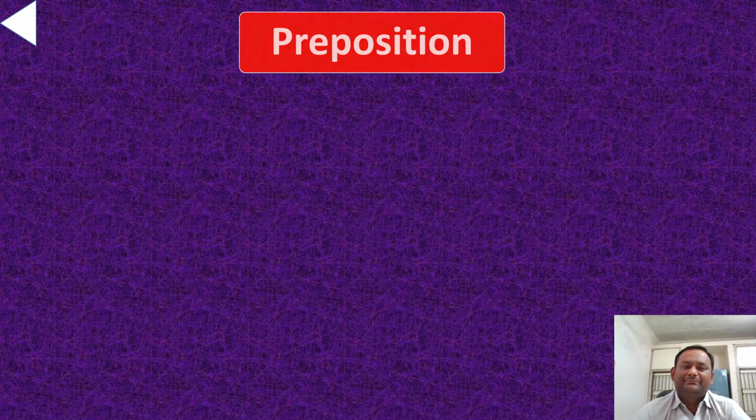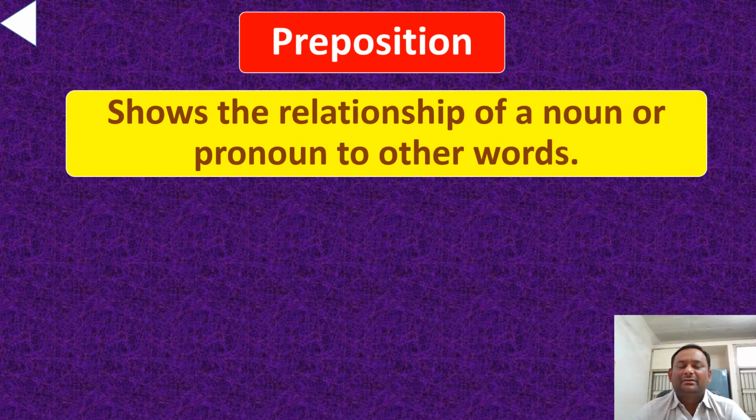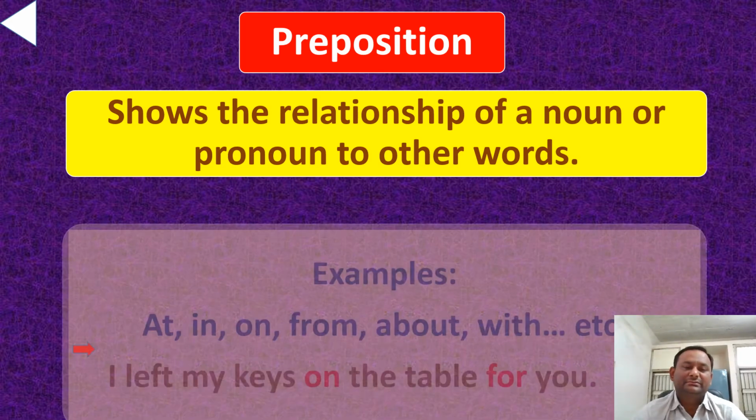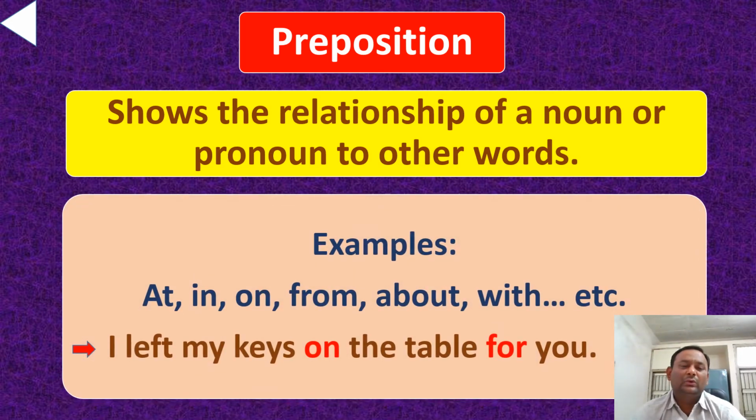After conjunction, friends, there is preposition. A preposition shows the relationship of a noun or pronoun to the other words. For example, at, in, on, from, about, with. Such are the words which are considered prepositions. Here is an example sentence: I left my keys on the table for you. In this sentence, on and for, friends, are prepositions. They show the place and they show the relationship.